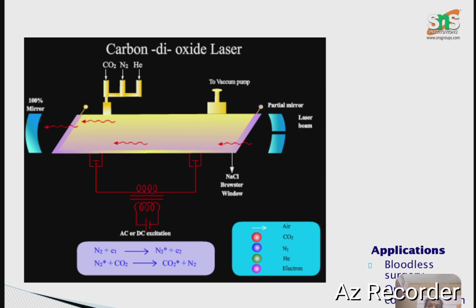The working is given as an equation: nitrogen atom collides with the electron and absorbs some energy, moves to the excited state and emits the electron, and the excited nitrogen collides with the carbon dioxide, giving carbon dioxide in excited state and the nitrogen. The applications: it can be used in bloodless surgery and so on.